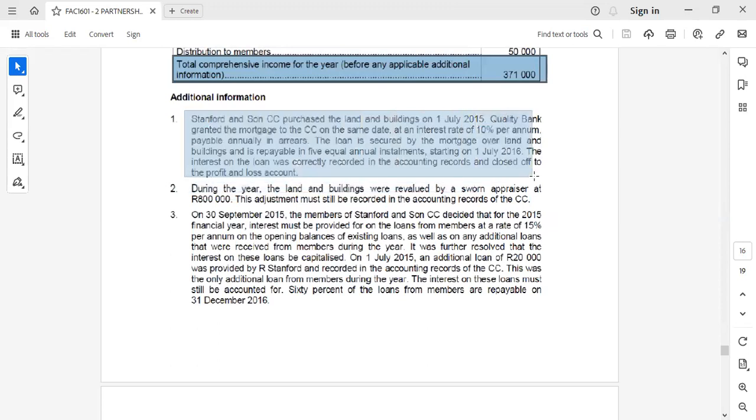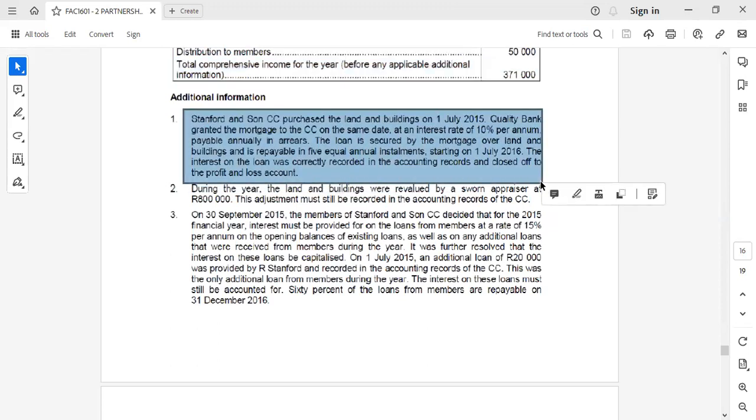Stanford and Sons purchased land and buildings on 1 July 2015. Quality Bank granted the mortgage to the CC on the same date at an interest rate of 10% per annum payable annually in arrears. The loan is secured by the mortgage over land and buildings and is repayable in 5 equal annual installments starting on 1 July 2016. The interest on the loan was correctly recorded in the accounting records and closed off to the profit or loss account. So the interest was properly taken care of.